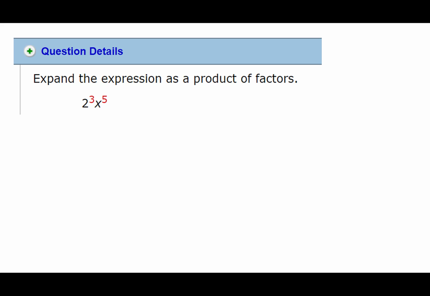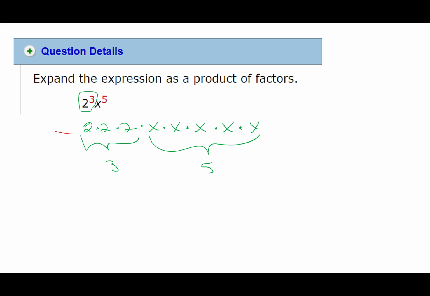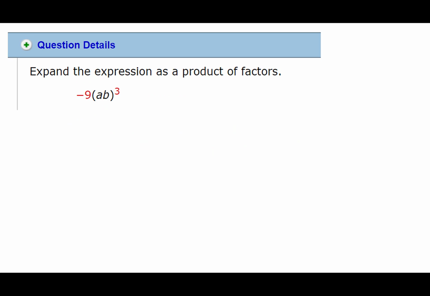this expression. This is 2 to the third is the first part, and so this will be 2 times 2 times 2, and then x to the fifth is times x times x times x times x times x. And so we have 3 2's and 5 factors of x, and that is your final answer. Make sure to enter the multiplication symbol in between each factor. Do not use commas. Okay, so let's do that again with this expression.